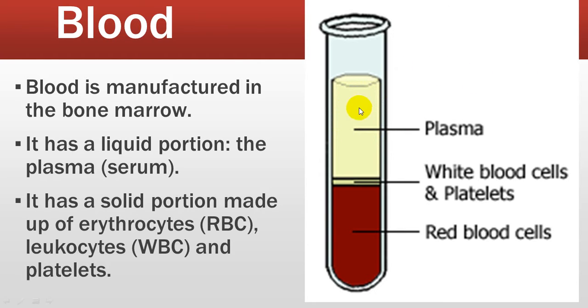So I could take that plasma out and test it for certain enzymes and proteins and things like this to see if the animal had an illness of some kind. I can also take blood and put an anticoagulant in it so it doesn't clot, and then I can test the red blood cells and white blood cells for things. I can do a count of how many white blood cells there are and things like that. Okay, but just keep in mind there's the liquid portion and the solid portion of blood.